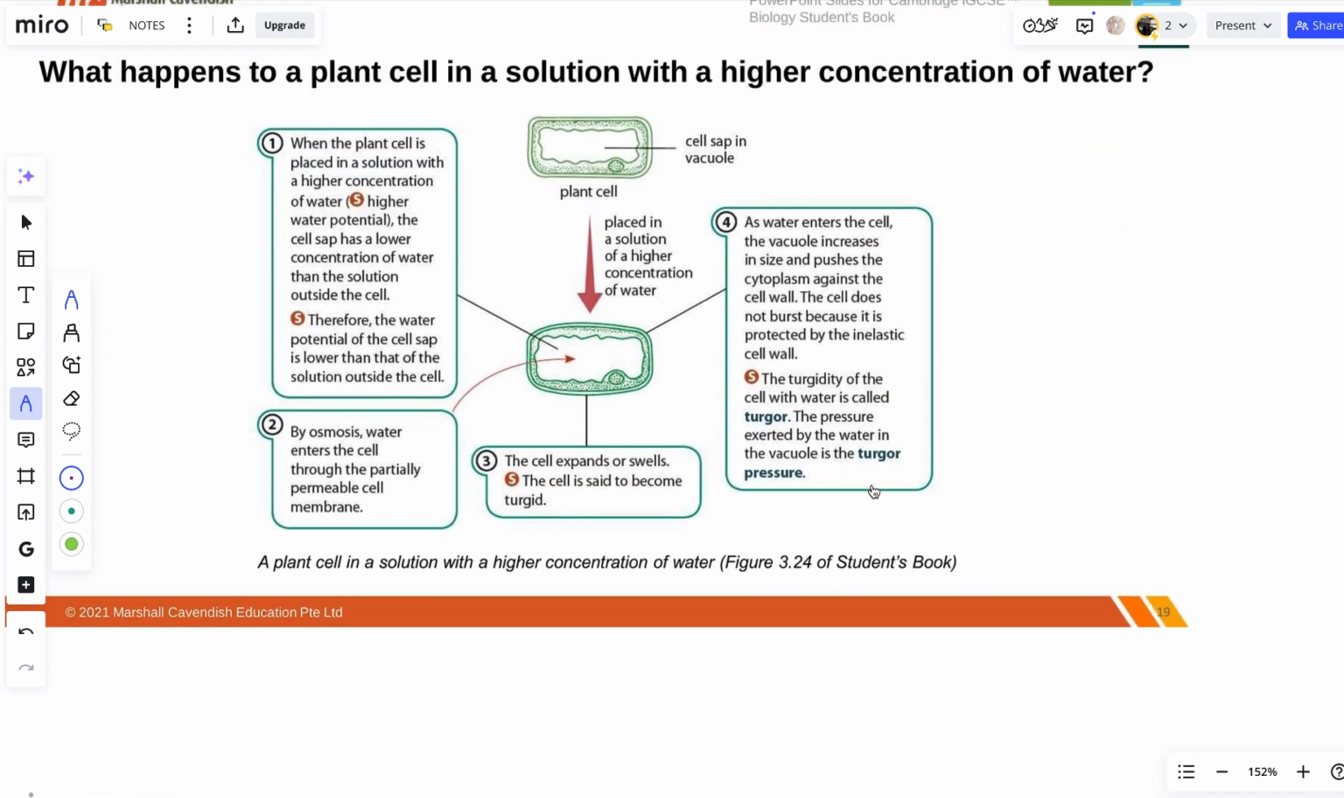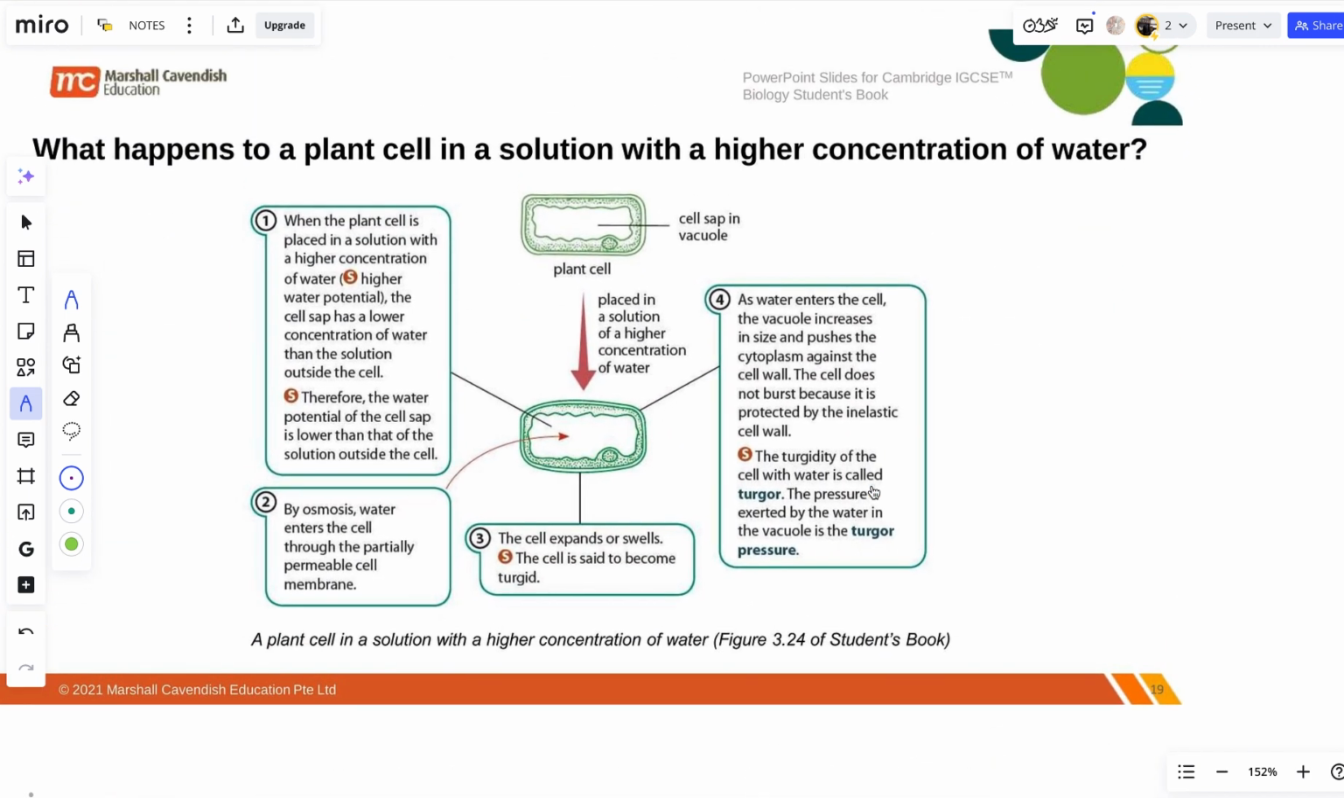Now let's move on. What happens to plant cells in a solution with a higher concentration of water? When you have a higher concentration of water, osmosis will happen into the cell, and the cell will become turgid. It becomes swollen, and it might burst. So by osmosis, water enters the cell through the partially permeable cell membrane.